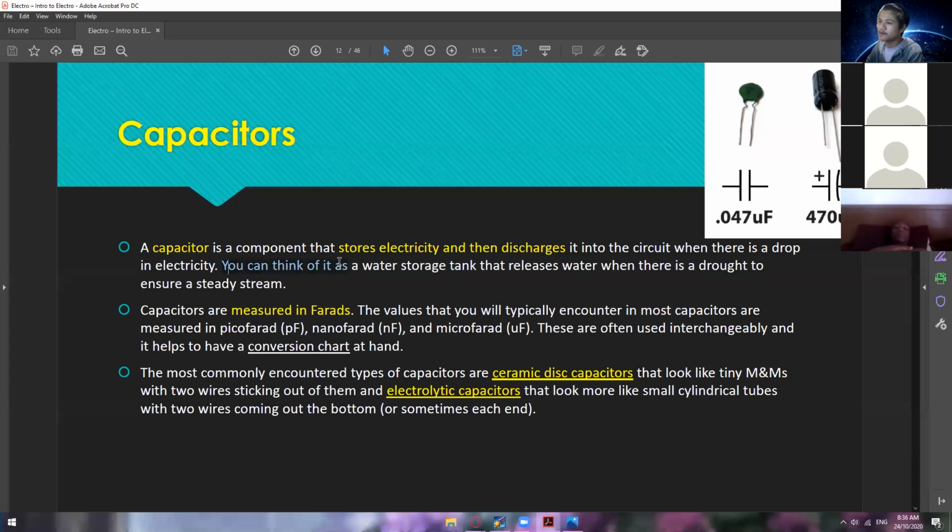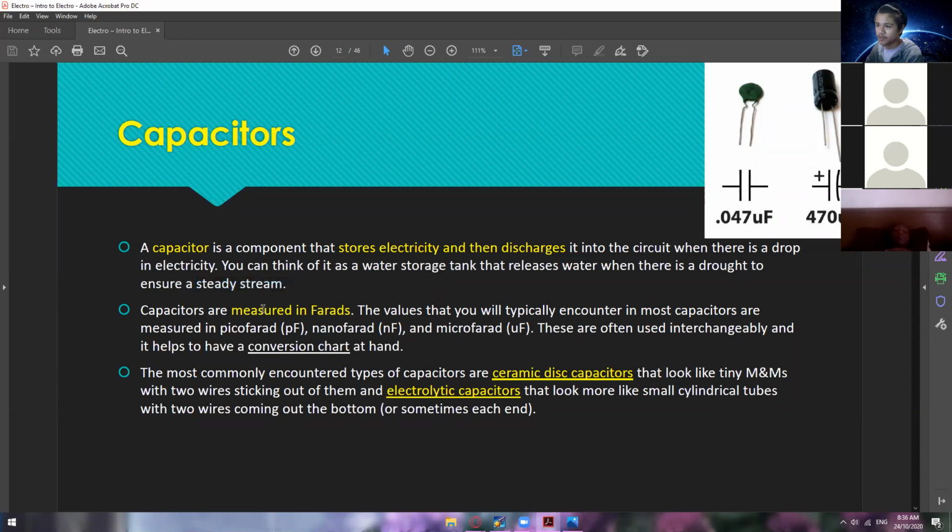So you can think of it as a water storage tank that releases water when there is a drought to ensure a steady stream. Okay, so the same with electricity, so that it can maintain a stable or constant flow of electricity. So the capacitor is in charge of that. Okay, so it stores electricity and then discharges it if there's a drop of electricity.